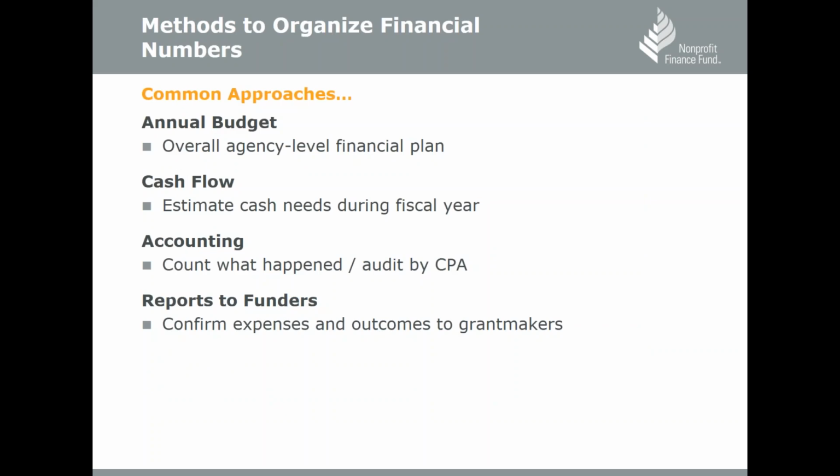As review, here are a few methods to organize financial numbers. The annual budget, which is an overall agency-level financial plan; cash flow projections, which estimate cash flow needs during the fiscal year; accounting, which counts what happened over a specific time period, and most of us are audited by certified public accountants; reports to funders, which confirms expenses and outcomes to grant makers. Over the next 2 weeks, we will discuss one more way, and that's program economics.